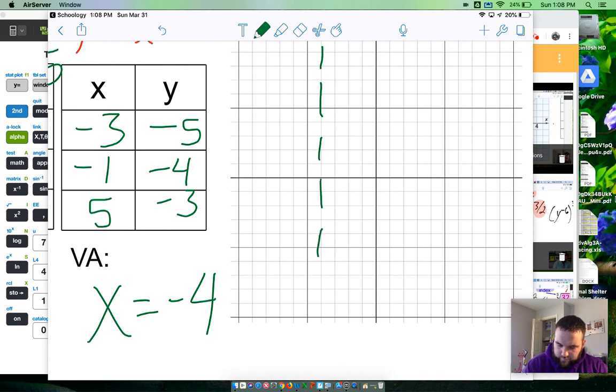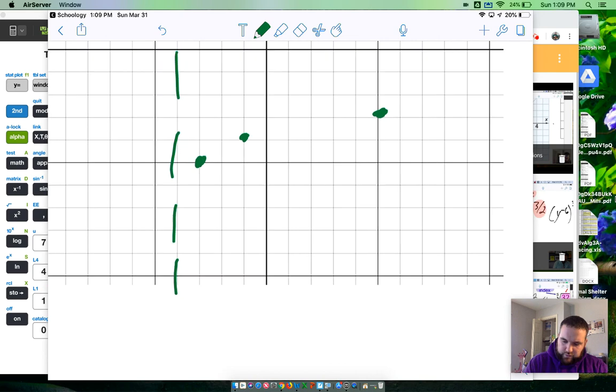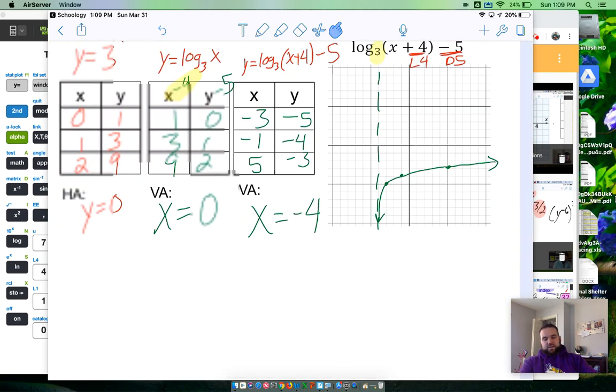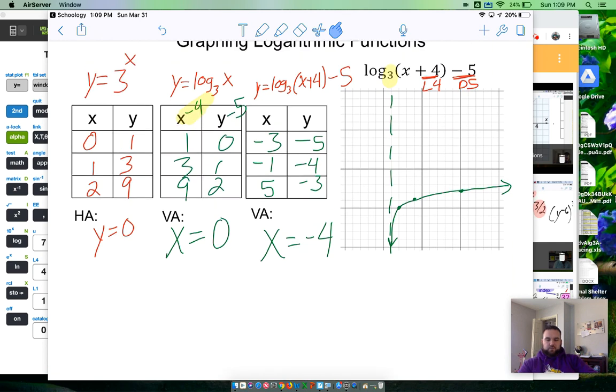Negative 4 here. And then I'm going to graph my coordinates. Negative 3, comma, negative 5; negative 1, comma, negative 4; and 5, comma, negative 3. I was like, well, that doesn't make sense. So again, those 3 points tell me I'm going to have something that looks like this, and then just sharply turns down and does not cross that vertical asymptote.